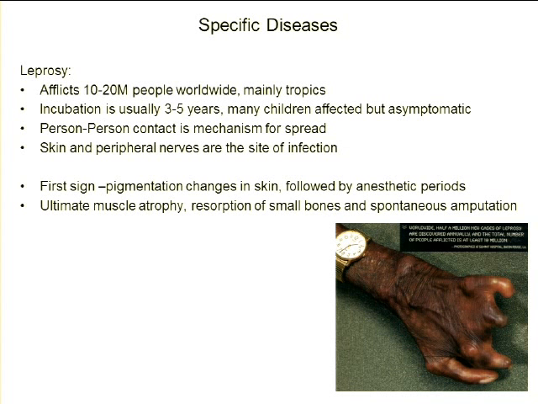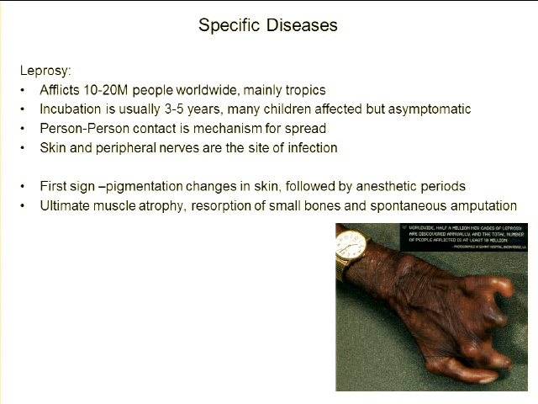There's about 20 million people worldwide, mainly in the tropics, that are infected with leprosy. So this is not a disease of 2,000, 3,000 years ago. This still happens today. It does have a long incubation period of about 3 to 5 years. So many children are affected, but they don't have the symptoms, and so they'll grow up without knowing that they have this disease, and then all of a sudden it sets in. So the person-to-person contact is the mechanism for spread, and so a child that doesn't know they have the disease is going to spread the disease without knowing it, and so this is kind of the problem.